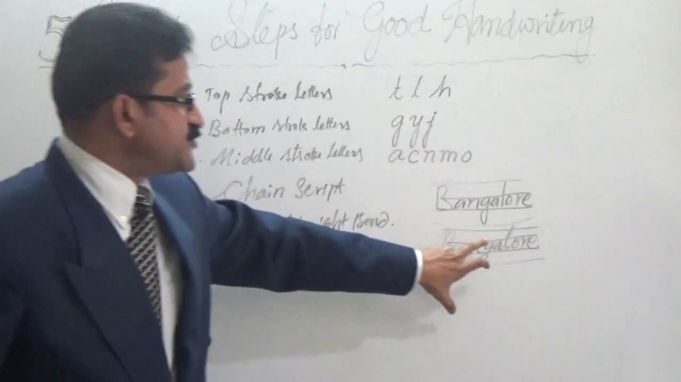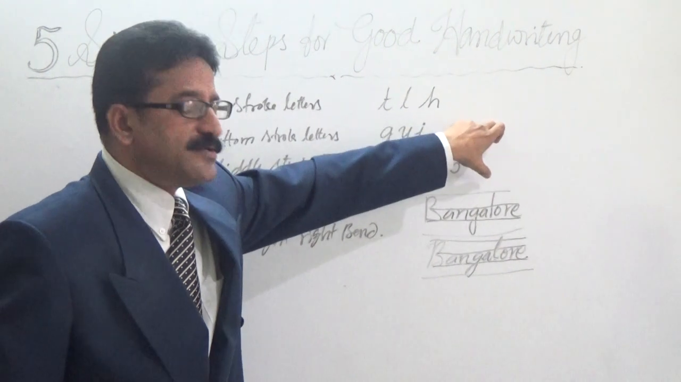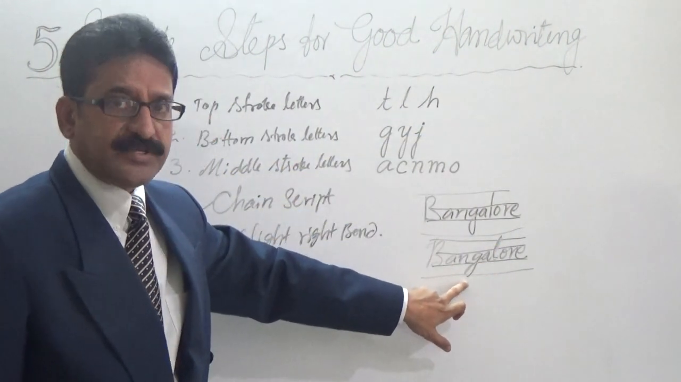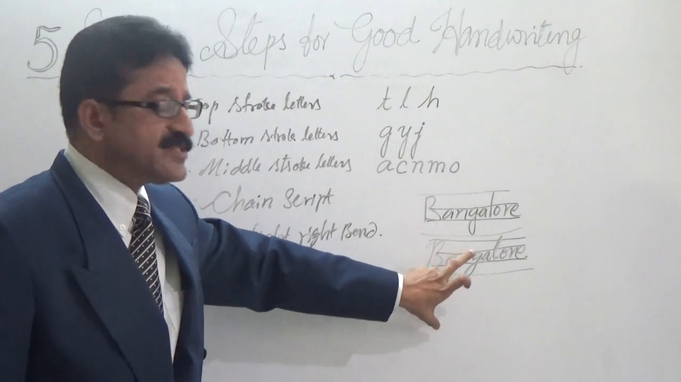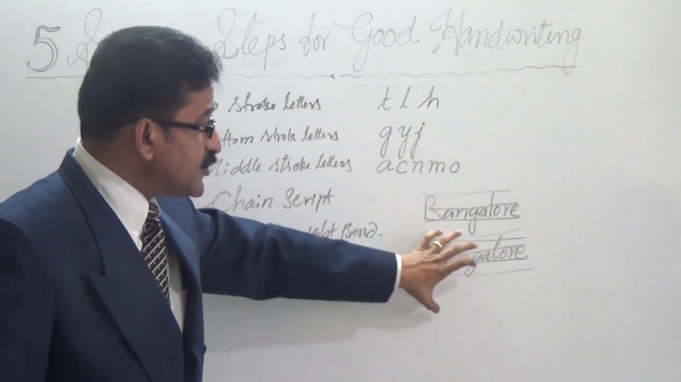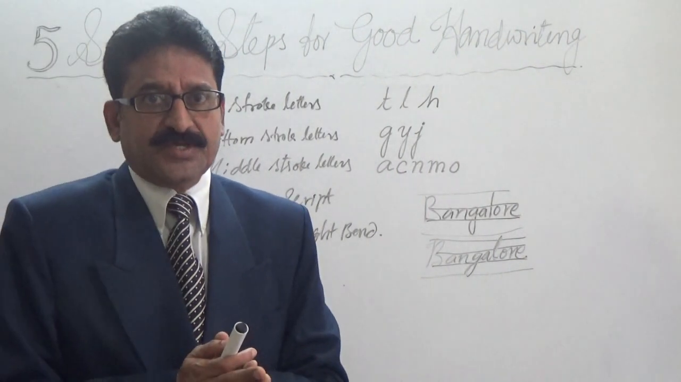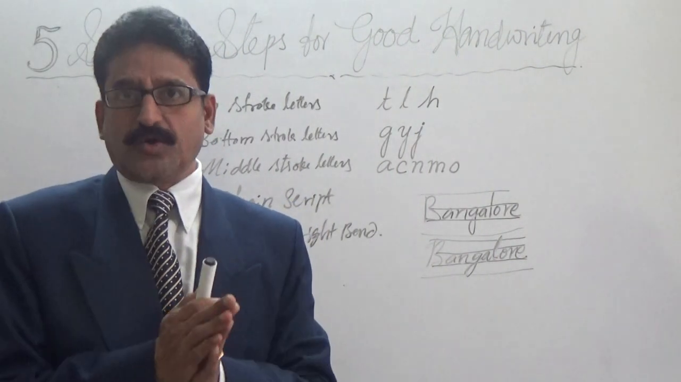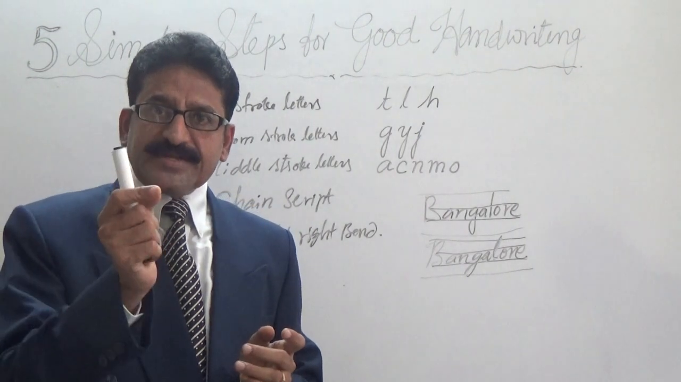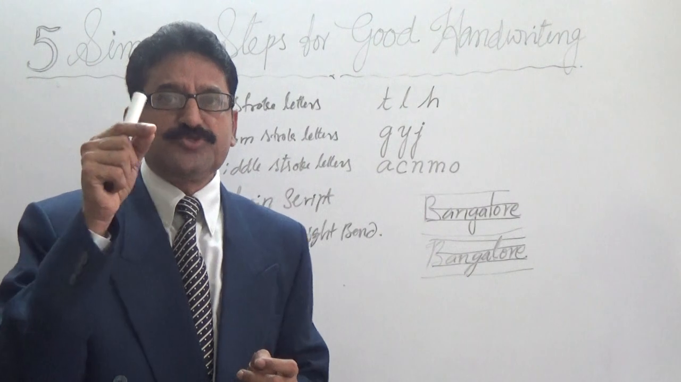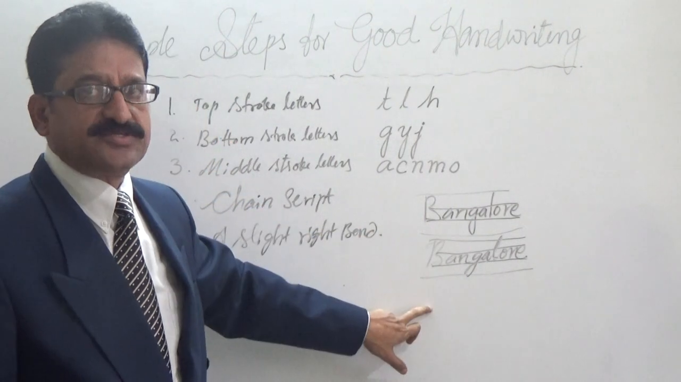Top stroke letters have to be dragged up to the top line, and the bottom stroke up to the bottom line. This is the method. When we follow this, we can identify one thing, that is about copywriting. In our childhood days, we wrote copywriting. The copywriting has an inbuilt methodology to make the right letters like this.